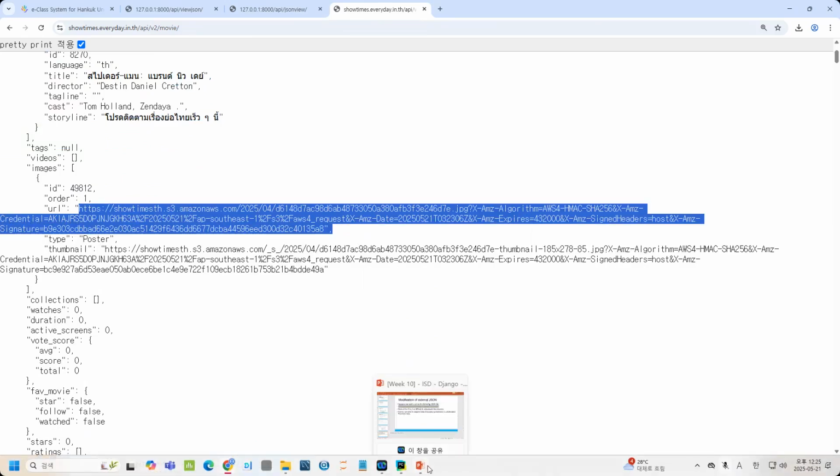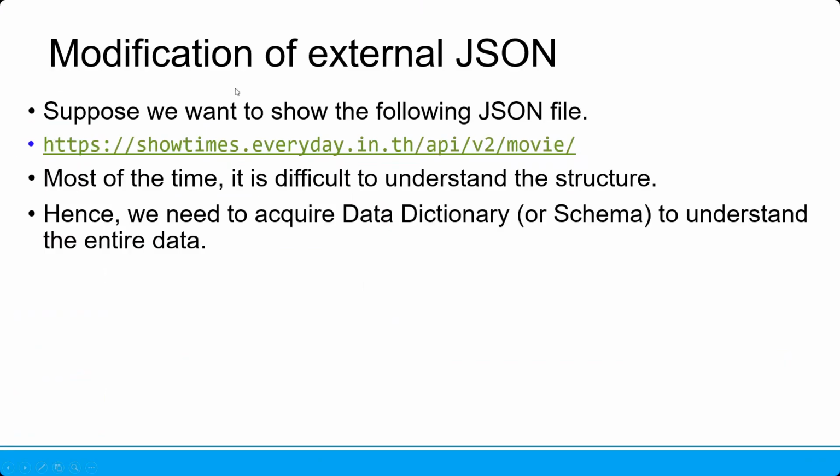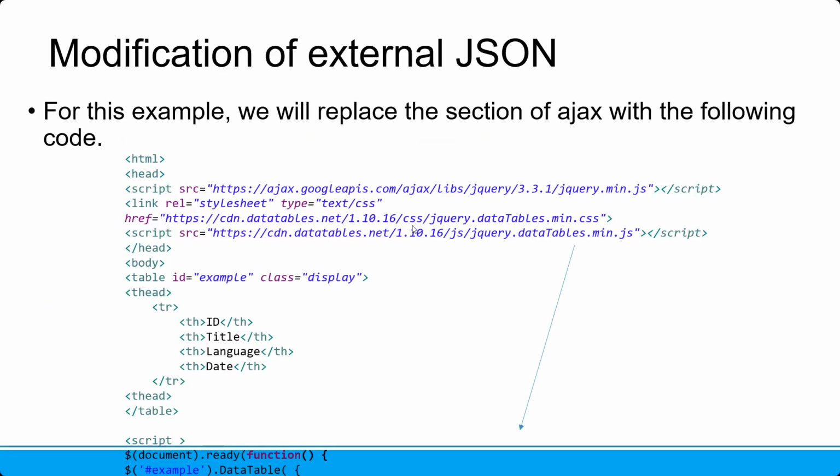Now, how do I get the data from that JSON file? I'm going to show the following JSON file. Most of the time, it is difficult to understand the structure. Hence, we need to acquire the data dictionary or schema to understand the entire data. If you cannot get the schema, then maybe you need to guess what would be best.